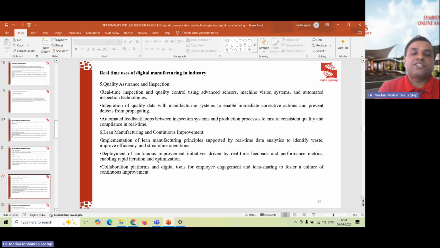Then lean manufacturing and continuous improvement. So implementation of lean manufacturing principles supported by real-time data analytics to identify waste, improve efficiency and streamline operations. Deployment of continuous improvement initiatives driven by real-time feedback and performance metrics, enabling rapid iteration and optimization. Collaboration platforms and digital tools for employee engagement and idea sharing to foster a culture of continuous improvement.